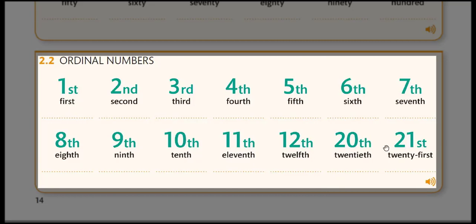21st. After 20 you can say 21st, 22nd, 23rd, then 24th, 25th, 26th, because we have an exception: first, second, and third. After third we just add "th": fourth, fifth, sixth. And when you reach 20, then you reach 21st, 22nd, and 23rd.